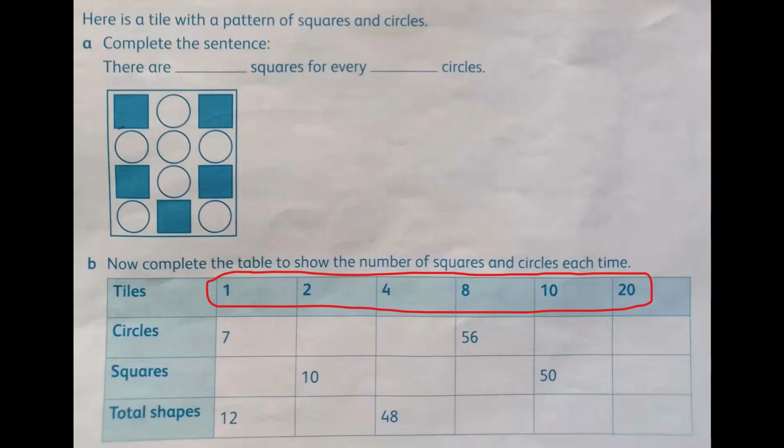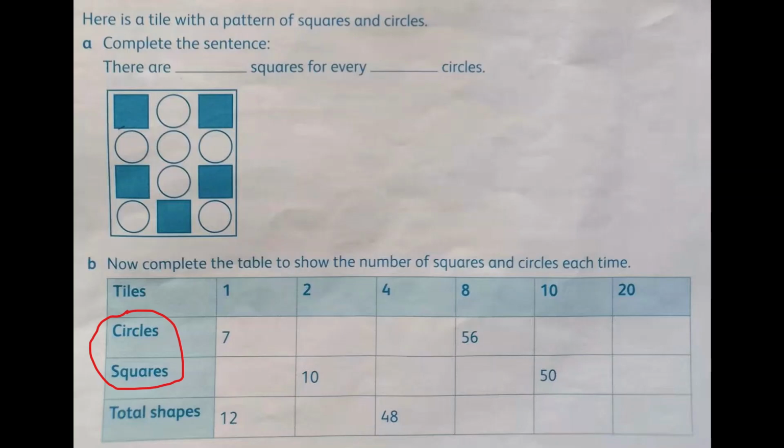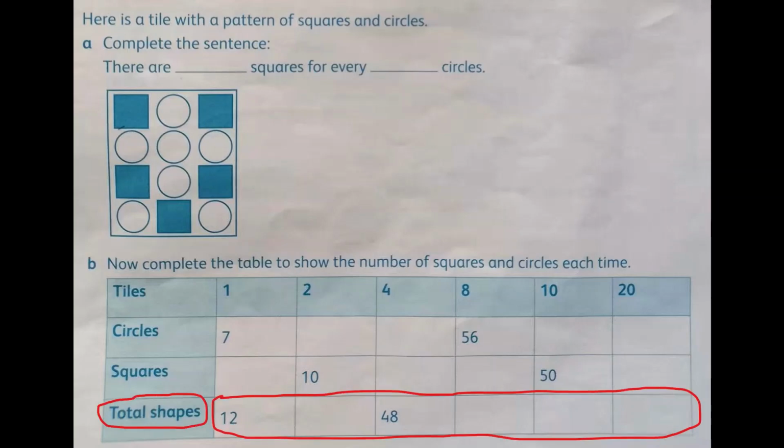Letter B says, now complete the table to show the number of squares and circles each time. So just like I had done previously, you've got the tiles here, and then how many tiles there are here. I'm not going to say the numbers, I'll just circle it for you. And then you've got the circles and the squares here. And there's an additional task you must do, and that's to give the total shapes here.